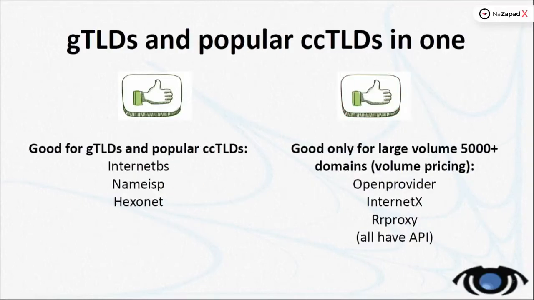So if you want to pile up most of your domains in one registrar, so you want to use it for gTLDs and ccTLDs, there are a few good options. I know the owners of InternetBS, NameISP, and Hexonet, all great companies. And yeah, with ccTLDs, it's not such a footprint when you have all your domains in the same registrar, and you'll see why later when we talk in detail about Whois.